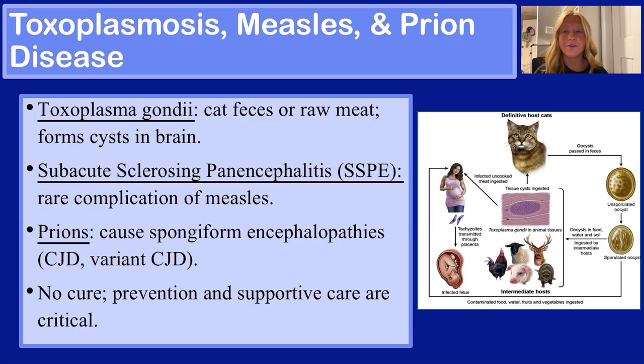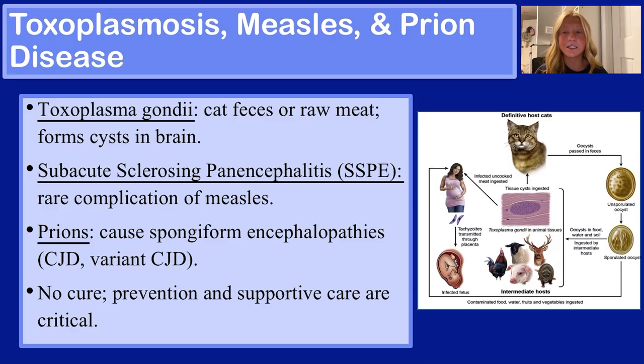So there's different types of pathogens: protozoan, viral, and prion. So toxoplasmosis, this can remain latent for years, but can reactivate in immunocompromised patients. So SSPE, this occurs years after measles infections and is nearly always fatal.